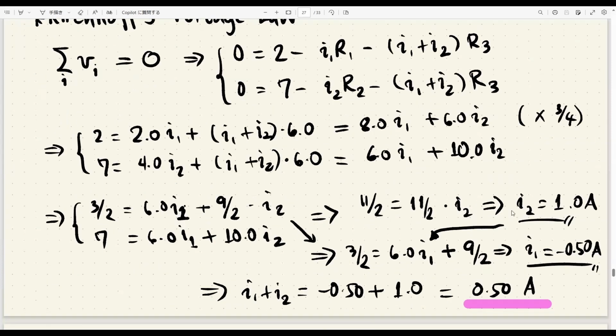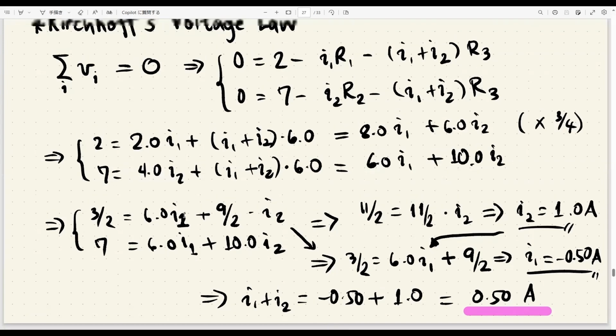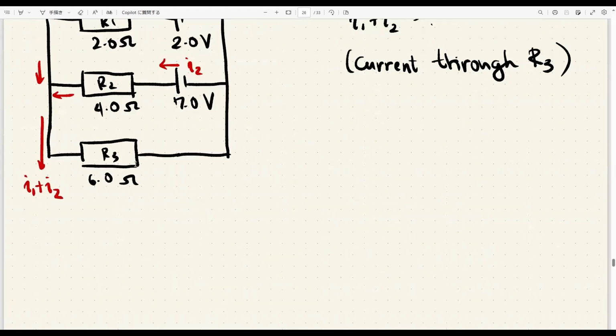And now what we're looking for is I1 plus I2. So we add them together. I1 plus I2 is minus 0.5 plus 1. That's a total of 0.5 amperes. And this is the current through R3 in here.